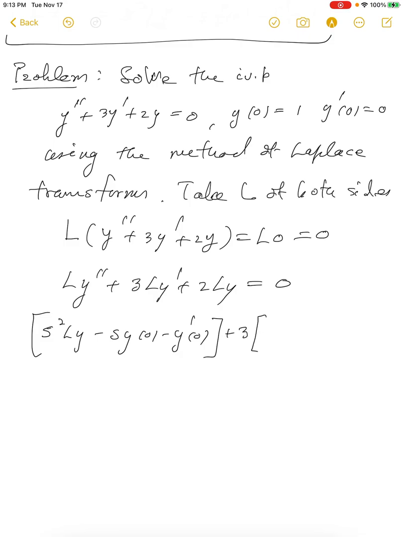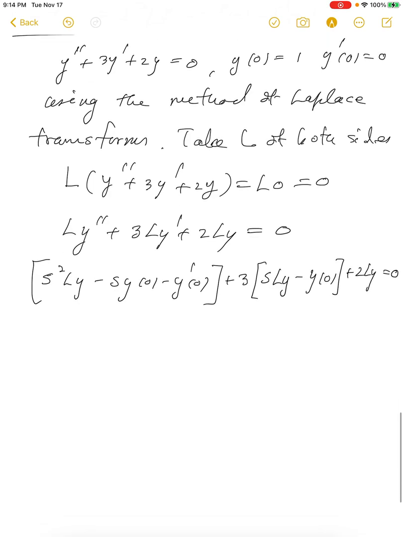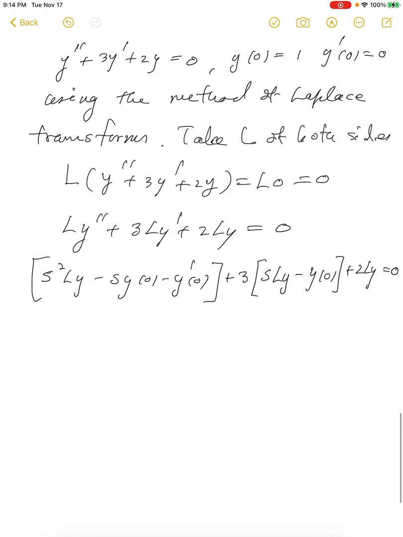Plus 3 times Ly prime, which is sLy minus y0, plus 2Ly equals 0. Now you are given the initial conditions: y of 0 is 1, y prime 0 is 0. So this gives you s squared Ly minus s, because y0 is 1 and y prime 0 is 0, plus 3 times sLy minus y0, which is 1, plus 2Ly equals 0.